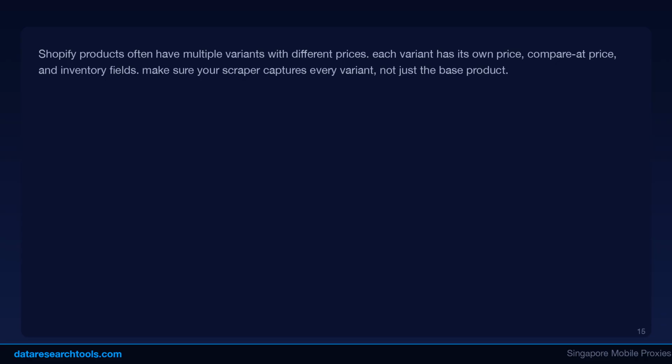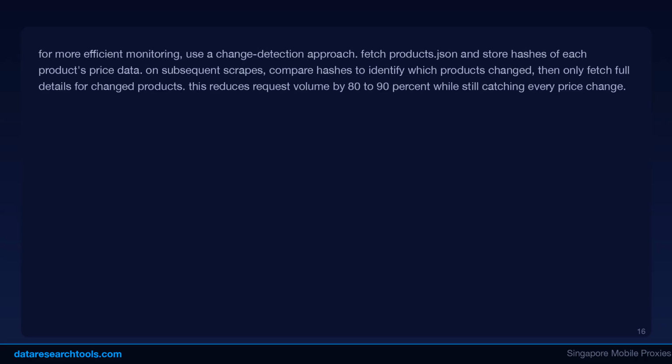Rotate to a fresh proxy after any rate limit response, and spread your scraping schedule across the day. Shopify products often have multiple variants with different prices. Each variant has its own price, compare price, and inventory fields. Make sure your scraper captures every variant, not just the base product.